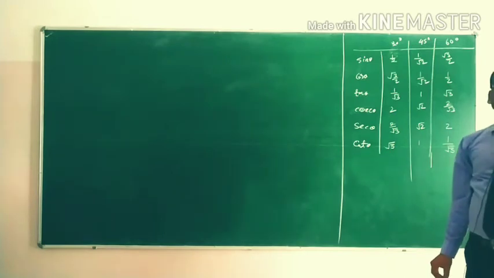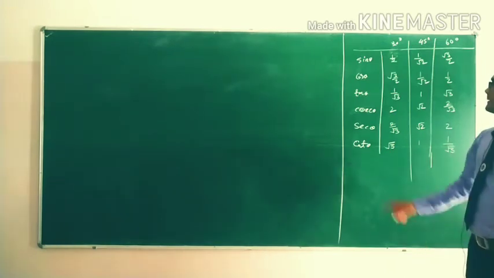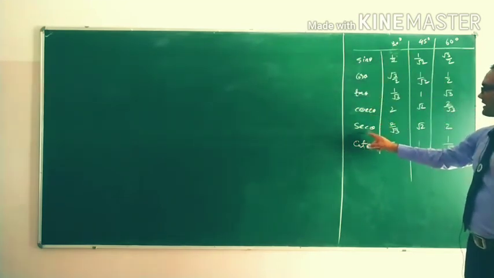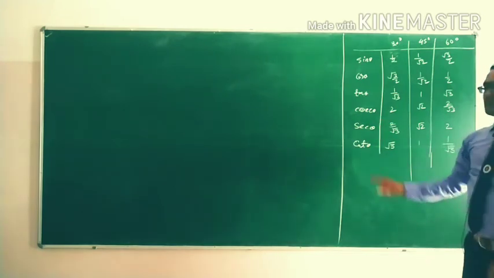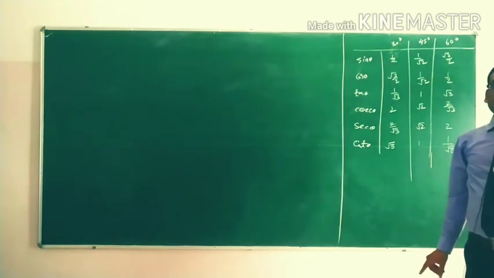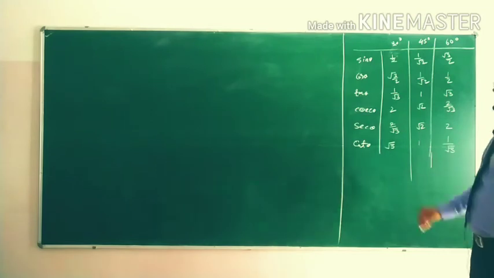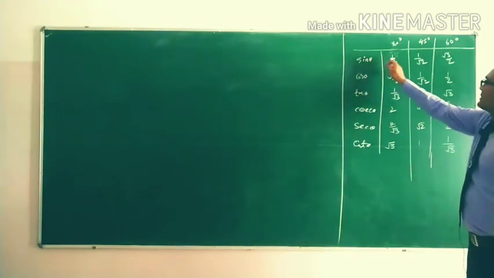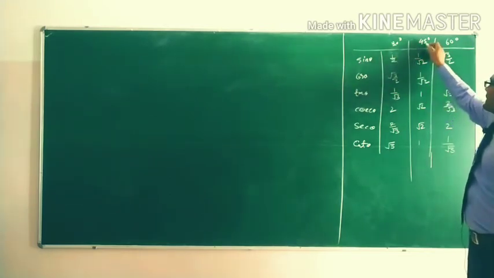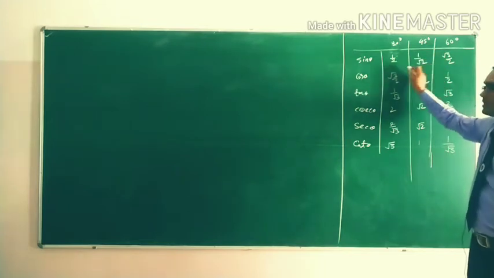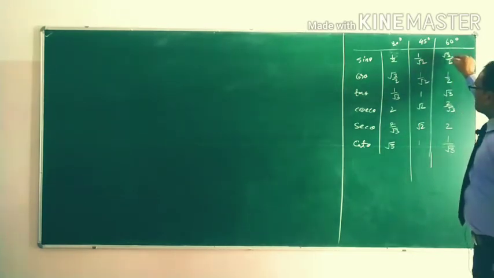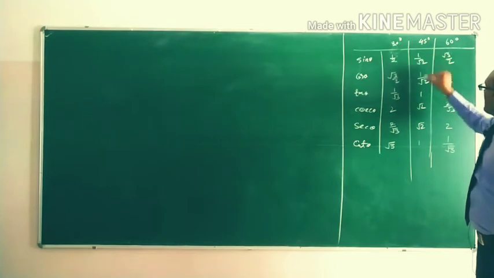In a previous lecture, we found the values of sine, cos, tan, cosec, sec, cot of angles 30 degree, 45 degree and 60 degree. Here we observe that the value of sine 30 is 1 by 2, sine 45 is 1 upon square root 2 and sine 60 is square root 3 by 2. Here observe the values.